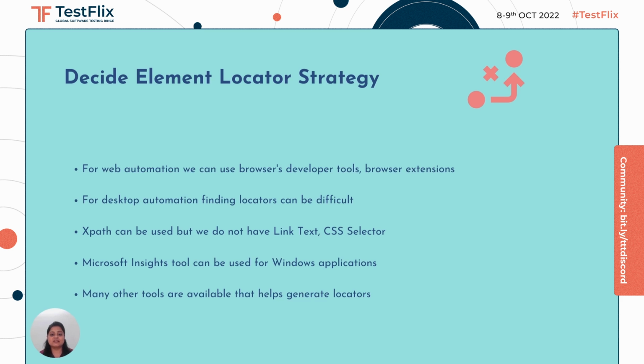For Windows applications, we can use the Microsoft Inspect tool, Ranorex Spy. Many other tools have their own UI inspectors. Hence, it is important to decide the element locator strategy wisely.